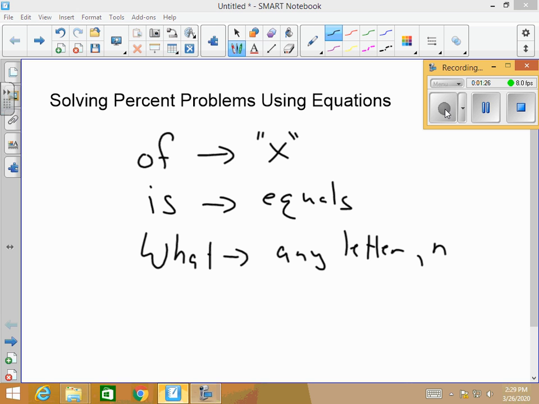And find. Find is a direction. Okay? It won't be a question like what. It'll be a statement. So in this case, find.